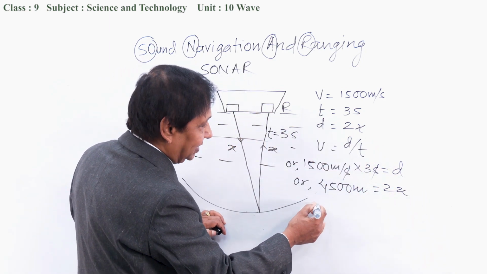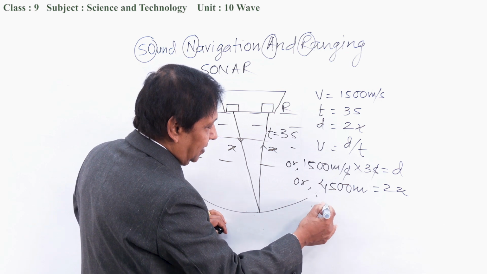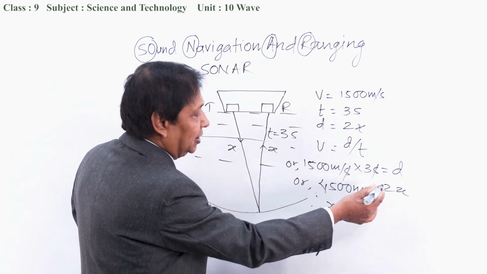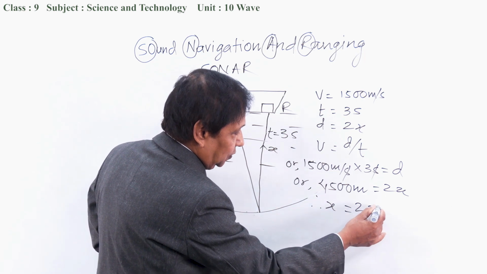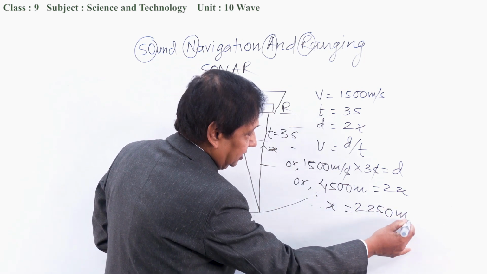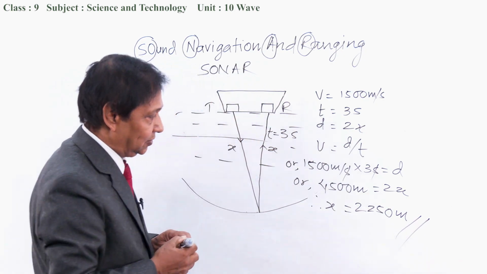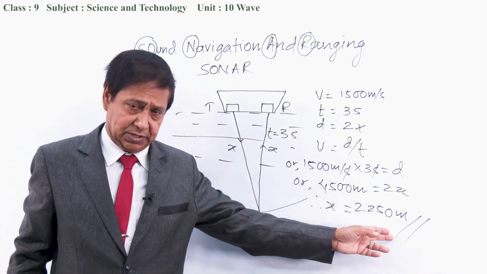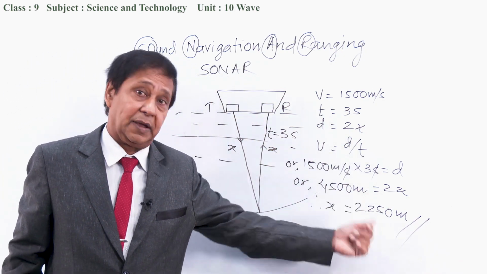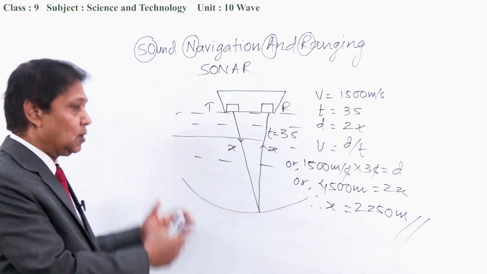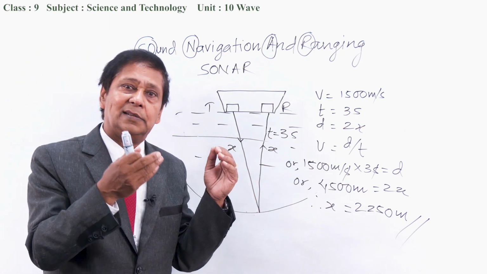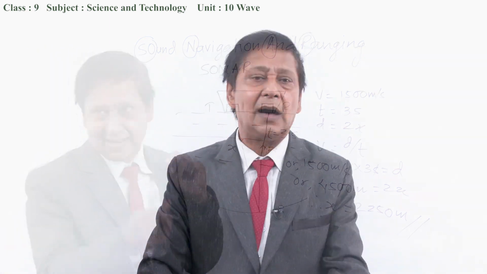That's why x is equal to what? Therefore, x is equal to 4500 divided by 2, which is 2250. The depth of the sea is calculated as 2250 meters. This way, sonar technology is used to find the depth of the sea. Now let's move forward.